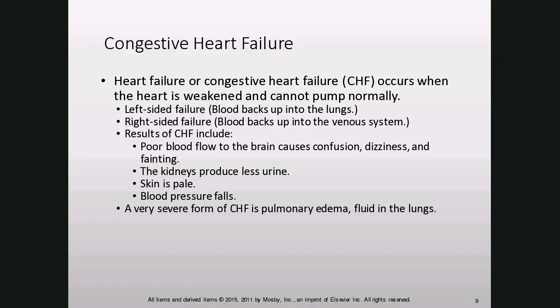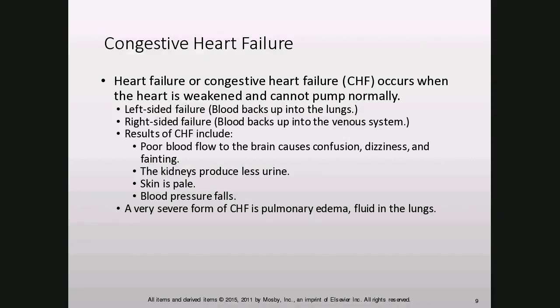Because the blood isn't pumping effectively, it doesn't get enough to the brain. So they can experience confusion or dizziness or fainting. The kidneys will produce less urine because the kidneys require a really good blood supply. And the skin looks pale and their blood pressure will fall.